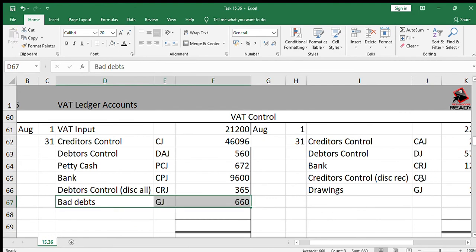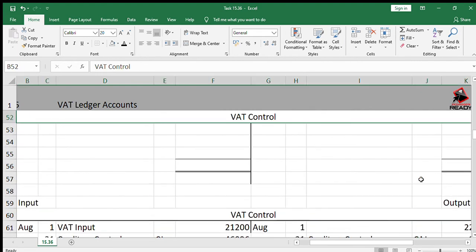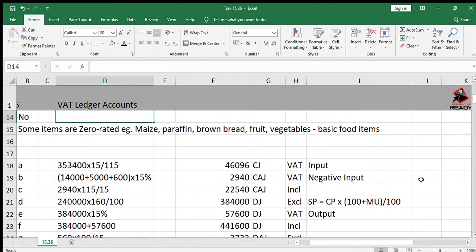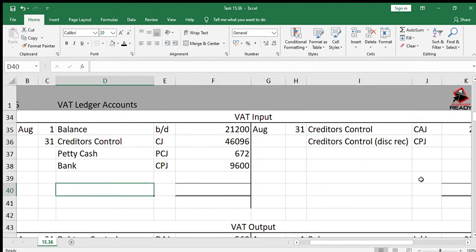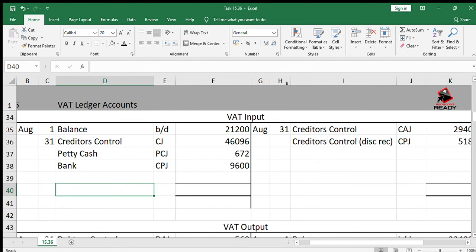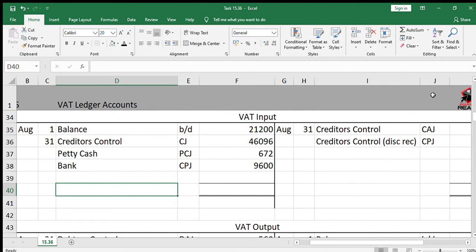The last one, the transfers to VAT control, is also done. So that's fine. We're going to do that now. So now all that's left for us to do in the VAT input and VAT output accounts is to transfer these figures to the VAT control account. And so I'm just going to do that quickly.